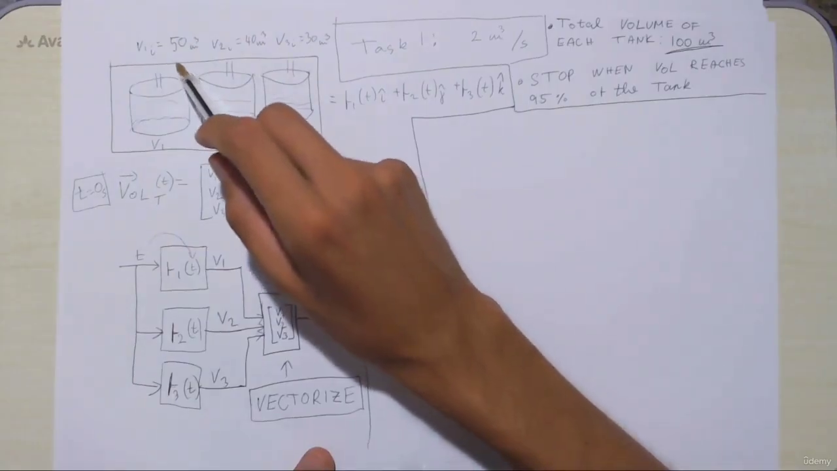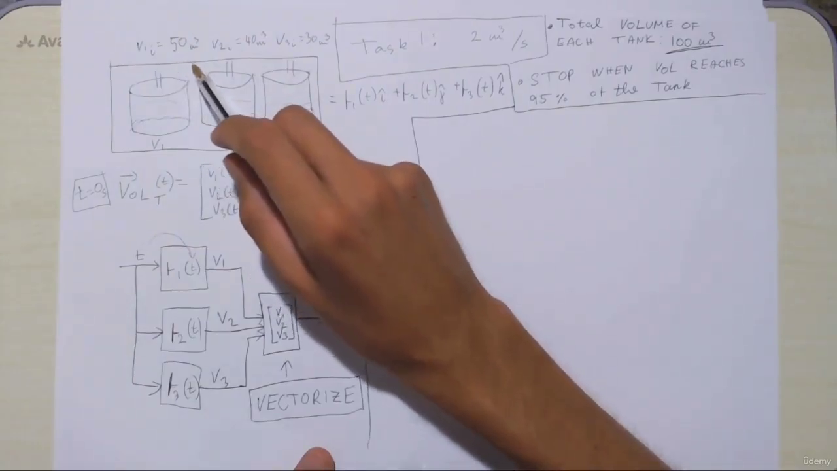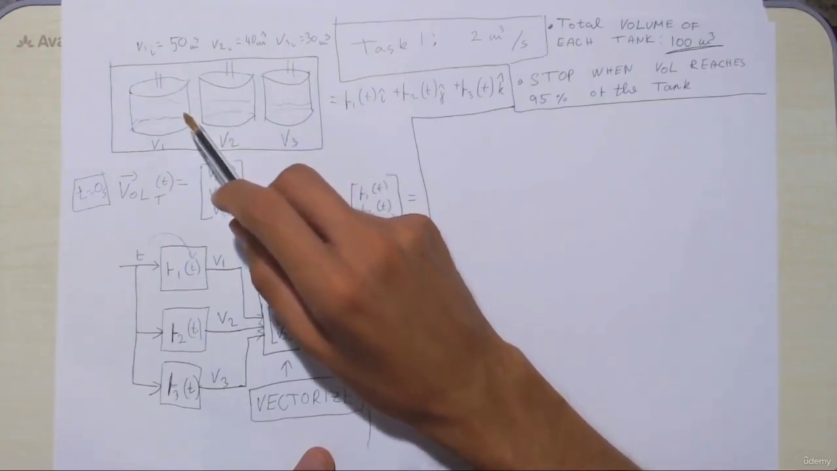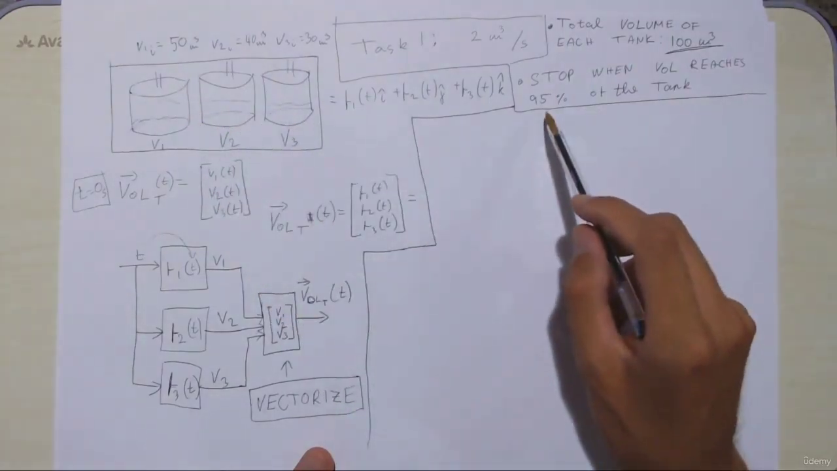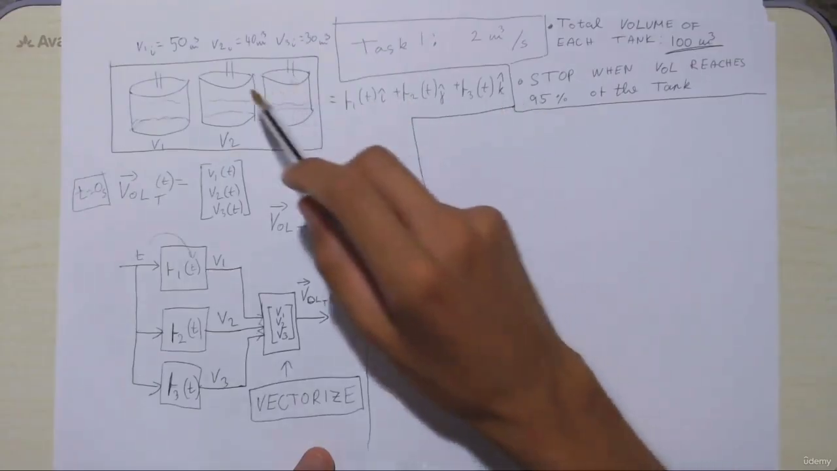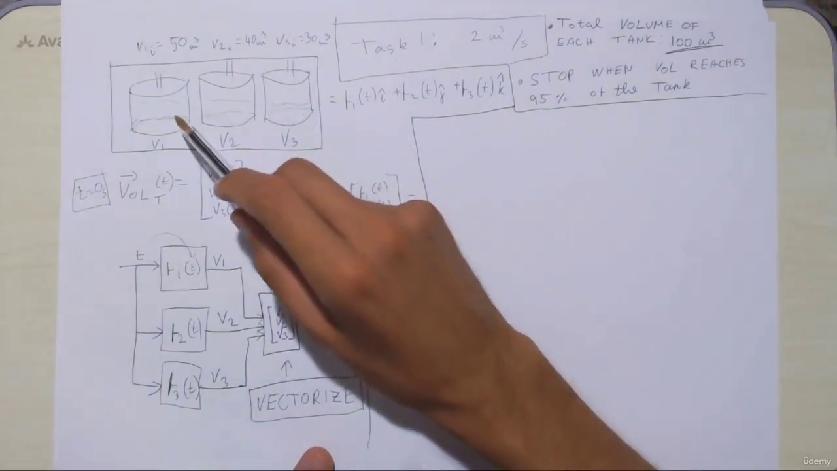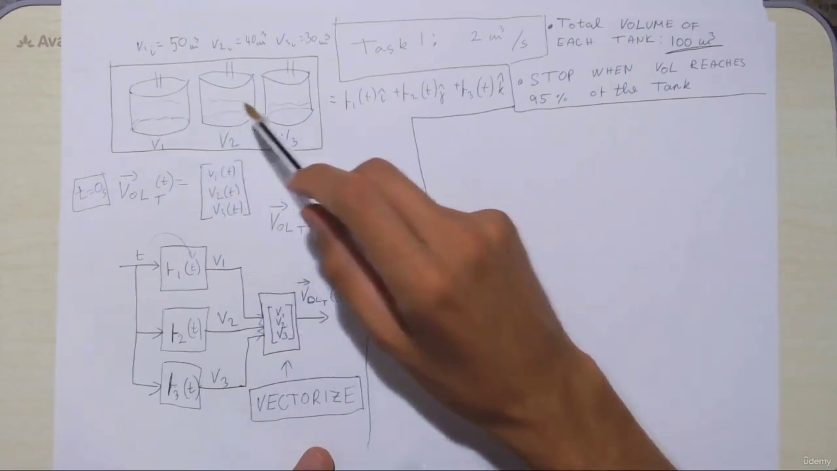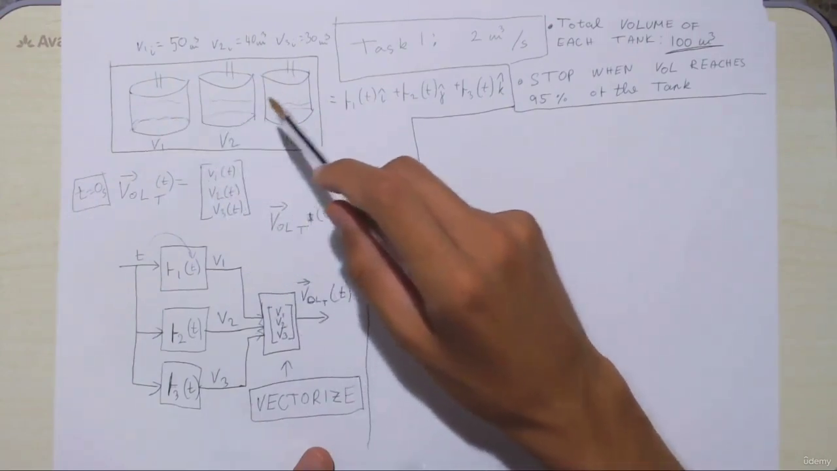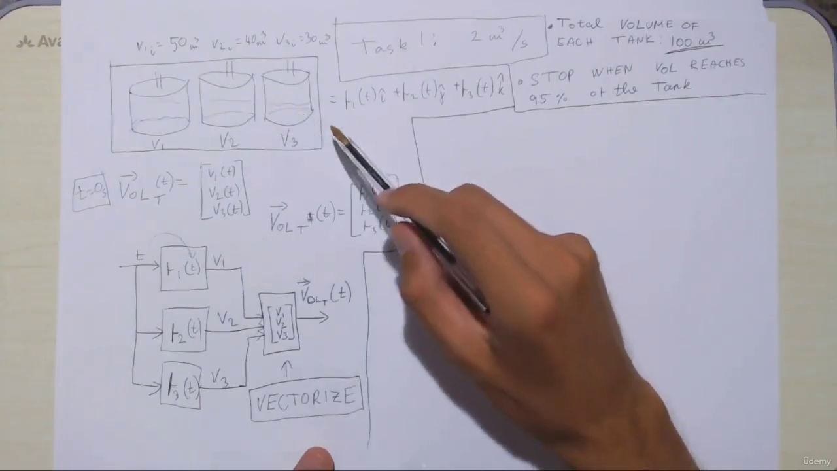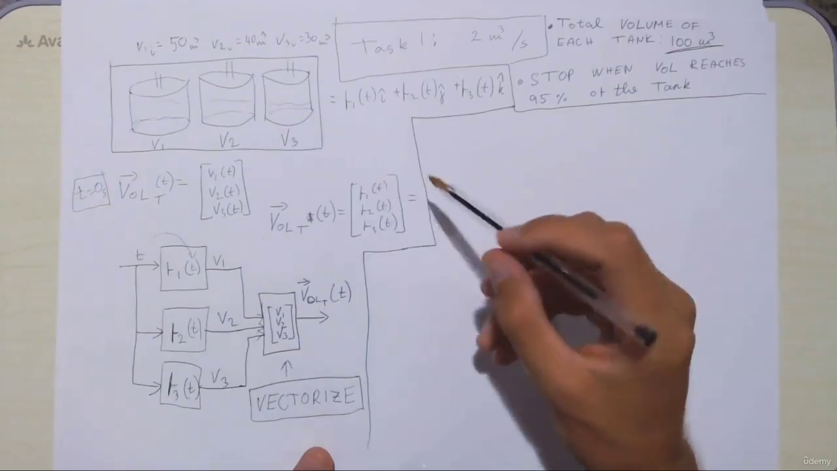And since the first tank has more water inside at the beginning, it will reach 95% of its volume first. Then the second tank will reach it, then the third tank will reach it. So the first tank needs to stop first, then the second tank needs to stop, and then the third tank needs to stop. So how would we control it with functions?